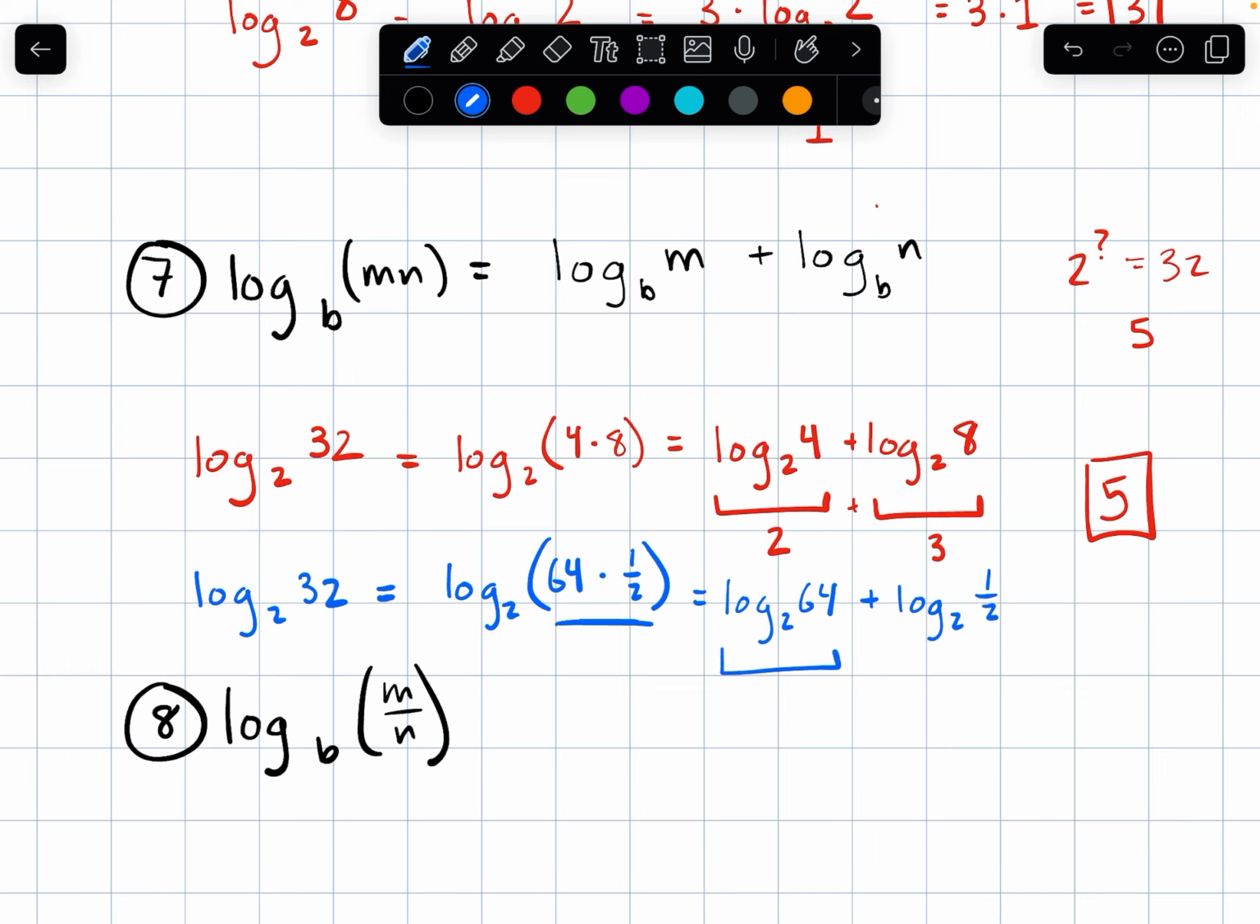Well, I know that 2 to the 6th power is 64, and I also know that 2 to the negative first power is 1/2, right? 2 to the negative first power is 1 over 2, right? I got to flip that base. So if I take 6 plus negative 1, well, 6 plus negative 1 is also 5, all right? So you can see it doesn't matter how you choose to break up that 32. As long as you use a product of two numbers, you're going to end up getting the same answer as long as you use this product property.